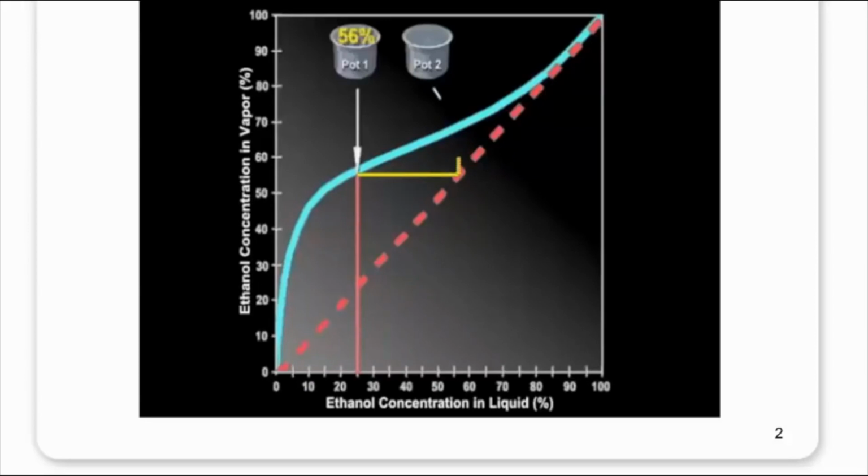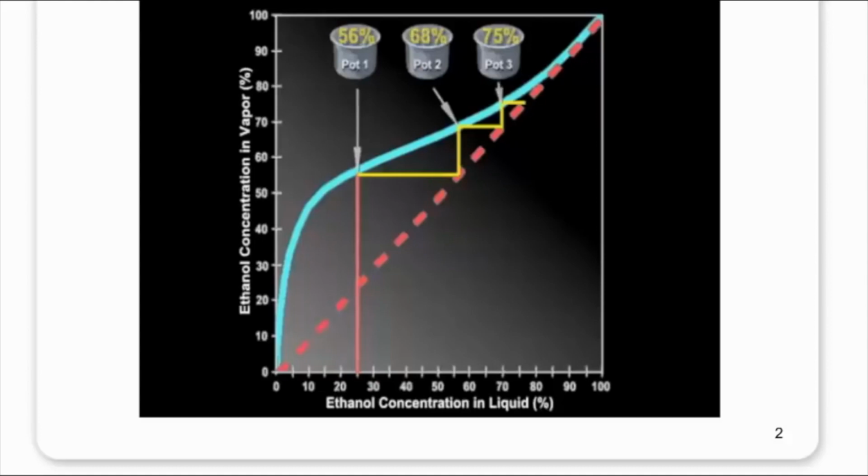By drawing a vertical line up to the equilibrium line, we can determine the ethanol concentration in the vapor in the second pot. The concentration is 68%. What about the third pot? We draw the horizontal line to the 45-degree line and the vertical line to the equilibrium line and find our answer, 75%. This procedure can be repeated for any number of pots.